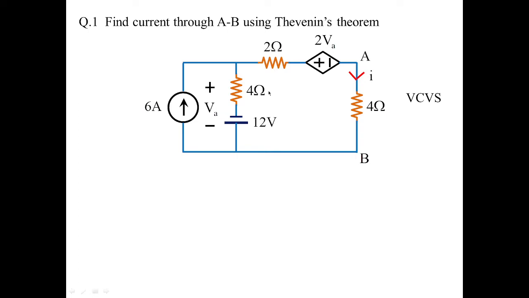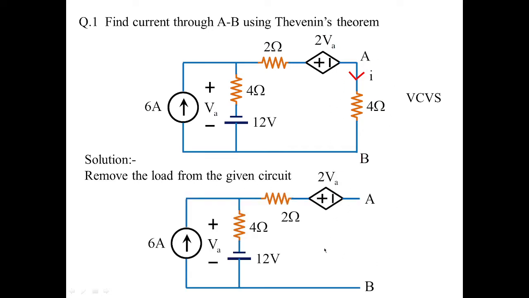So our starting problem is a voltage controlled voltage source. Since you have voltage VA over here and it is controlling this voltage source, that is why it is a voltage controlled voltage source. Okay. Step 1, remove the load from the given circuit. So we have to remove this 4 ohms from the given circuit. So this is how the circuit looks.